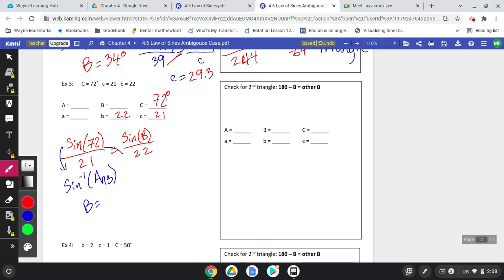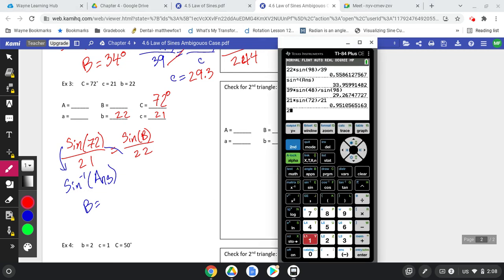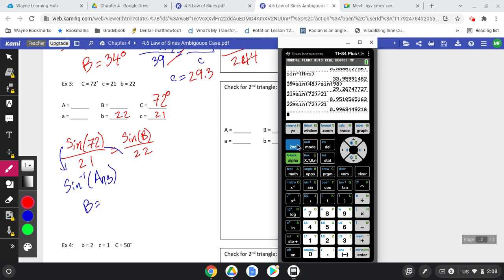Because the 21 was under 72, 22 is under angle B. Okay, so 21 times the sine of 72... 22 times the sine of 72, all of that divided by 21. Then we take second sine, the inverse of sine, second answer, close your parenthesis, hit enter, and we get 85. If we round to the nearest whole number, 85 degrees.